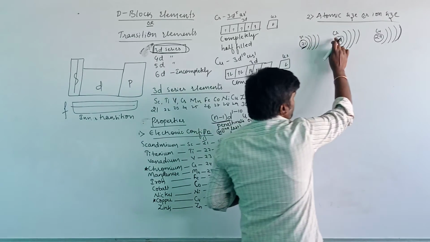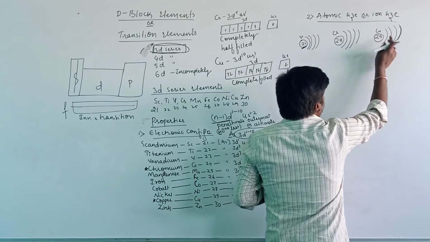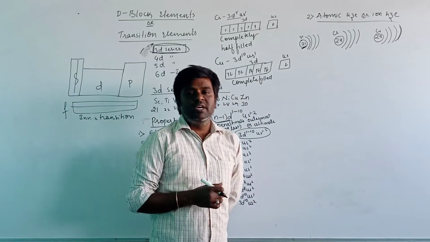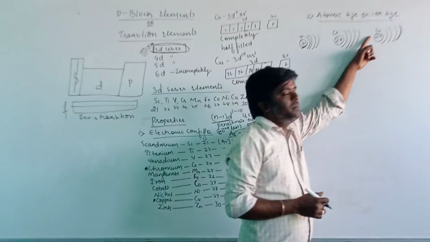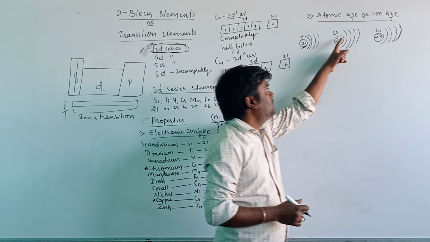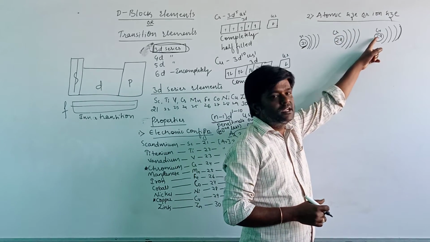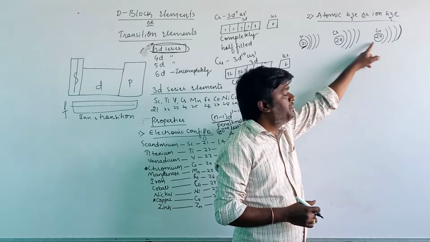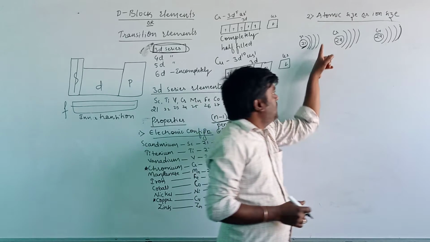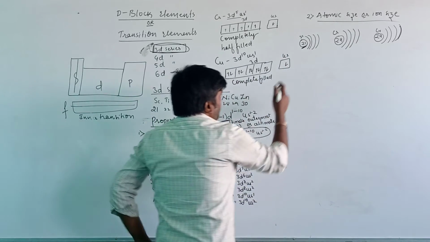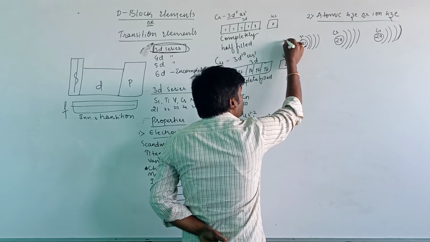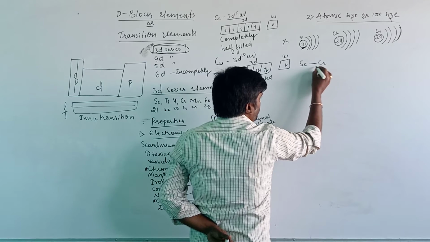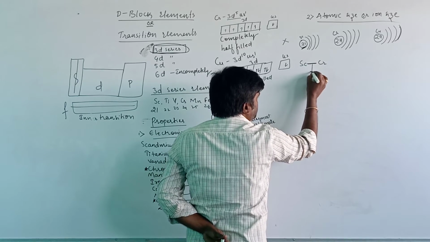And when we compare chromium and copper, the number of orbits remains the same, but the number of protons increases in the nucleus. Therefore, the nuclear charge of copper will be greater compared to chromium. Therefore, the atomic size of copper will be lesser when compared to chromium. This is the general case, but it is not regular in the d block elements. When we compare from scandium to chromium, the atomic size decreases.